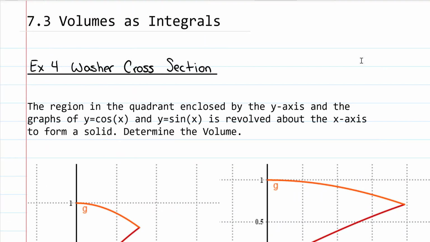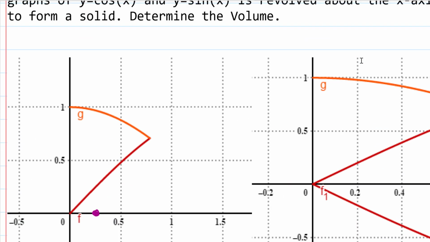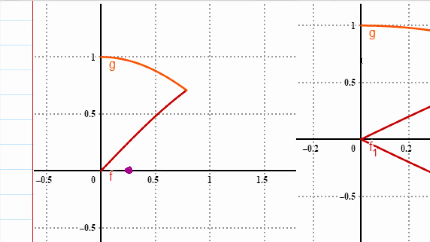So example 4, the washer cross-section. The region in the quadrant enclosed by the y-axis and the graphs of y equals cosine of x and y equals sine of x is revolved about the x-axis to form a solid. Determine the volume. So the first thing we need to do is graph both of these in our two-dimensional plane.